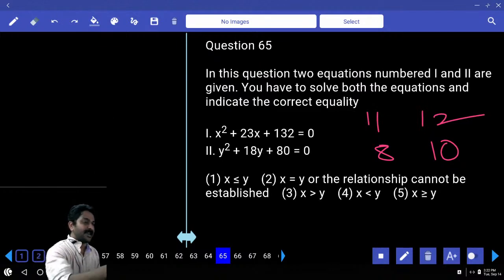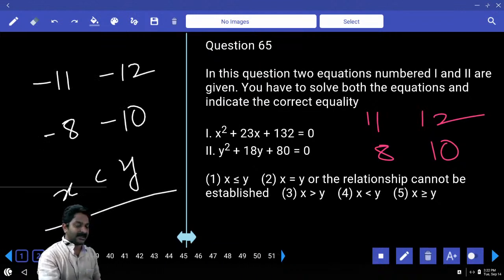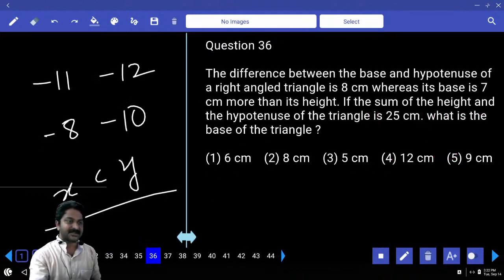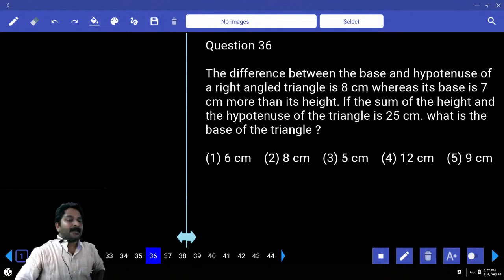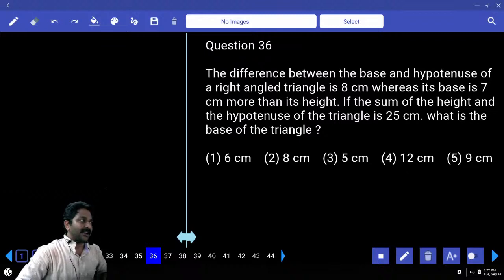Next, the leftover questions are from question number 36 onwards, and now we will start arithmetic questions. Don't go into technicalities for this question. Just follow the data. That's all.